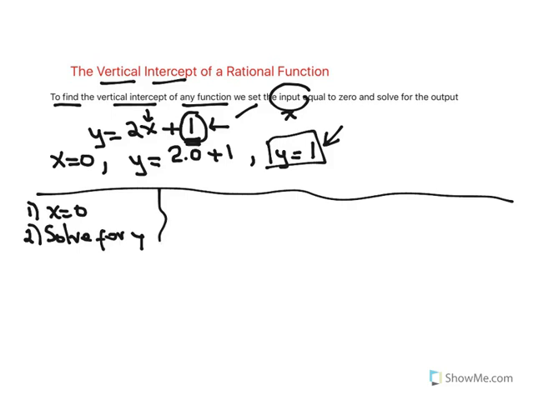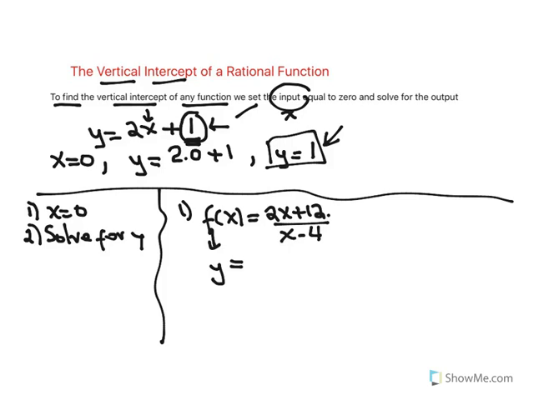So let's start with the first example, and we're going to take f of x equals 2x plus 12 divided by x minus 4. Now, it's easy if I write this equation as y equals 2x plus 12 divided by x minus 4. It's just easier for me, so I just have to work with x and y's. So my first step is, of course, to make the input equal 0. So I'm going to substitute here and here for 0.